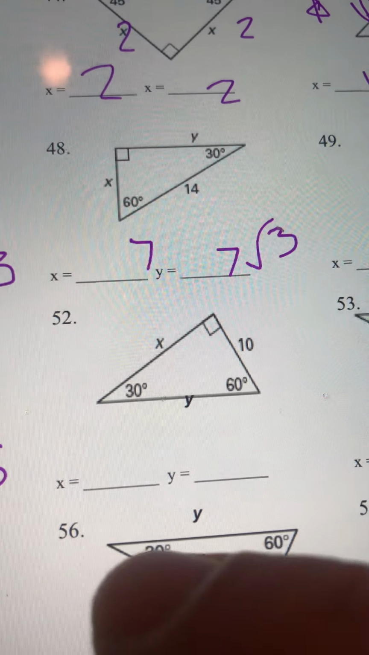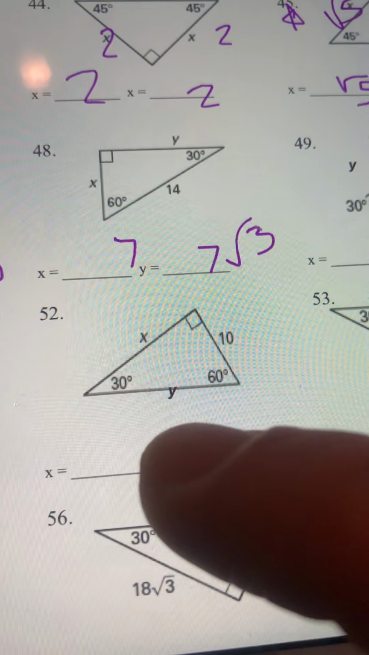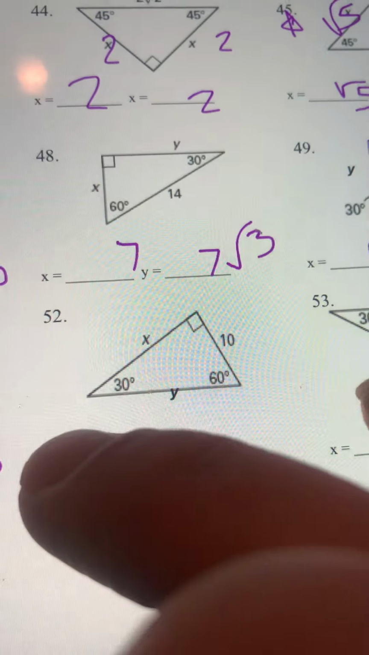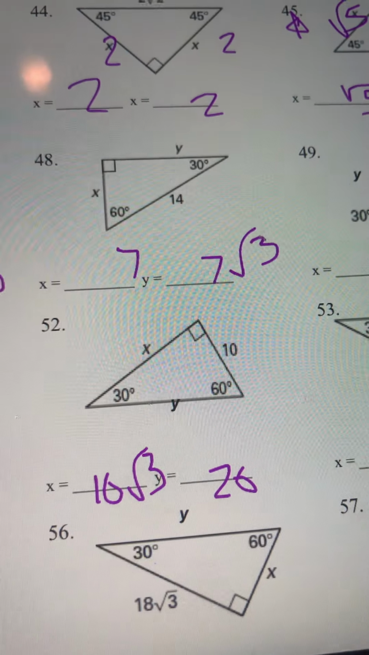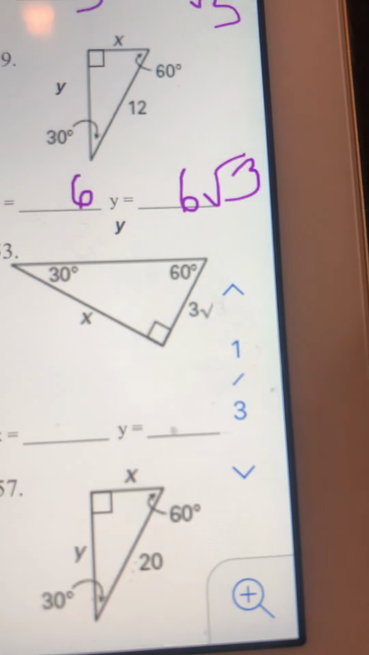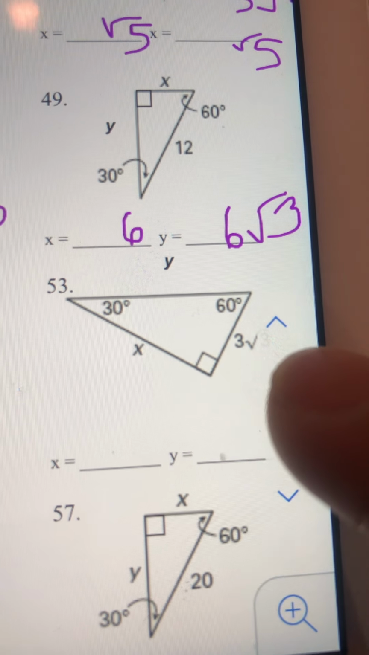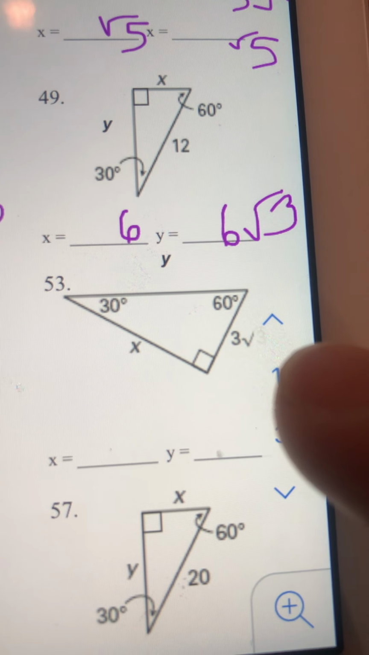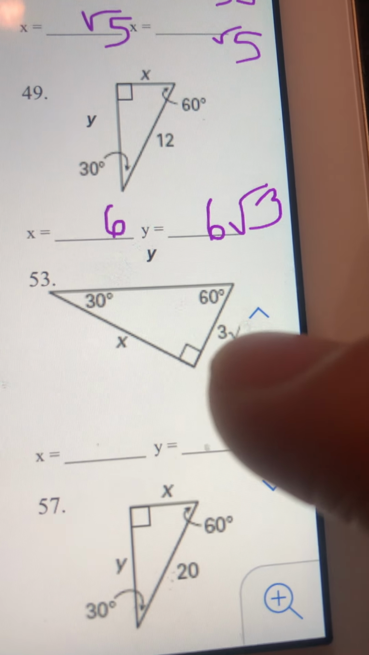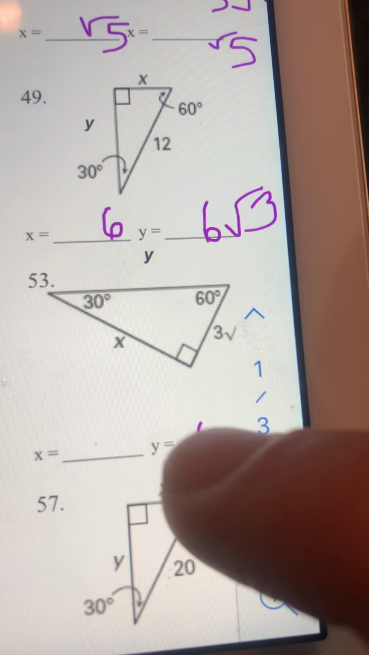Here the 10 doubles to 20. I have to be careful though, because the y in that case is the 20, and the 10 root 3. Sorry, it's shaky. And then the last one, that looks like it's kind of cut off there, but it looks like 3 root 3. So that one I'm going to double to 6 root 3 for the hypotenuse.